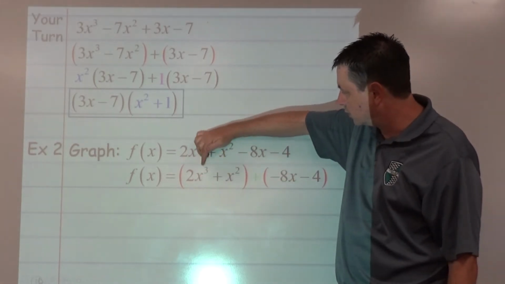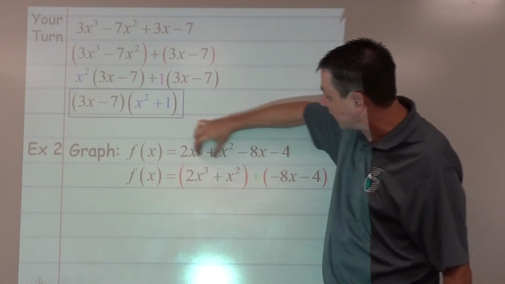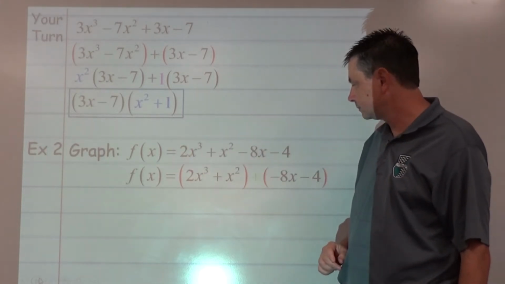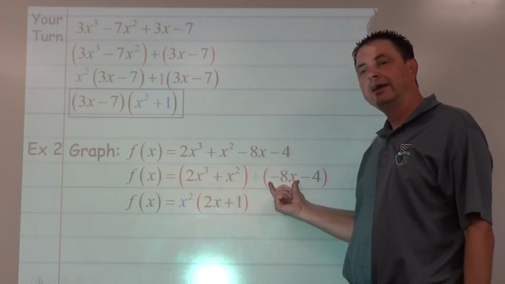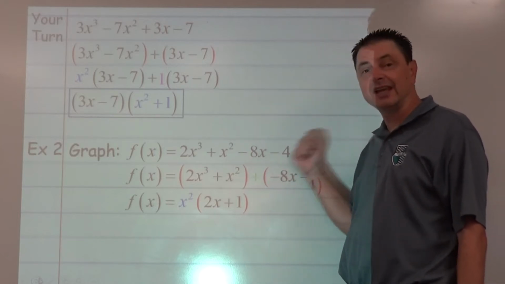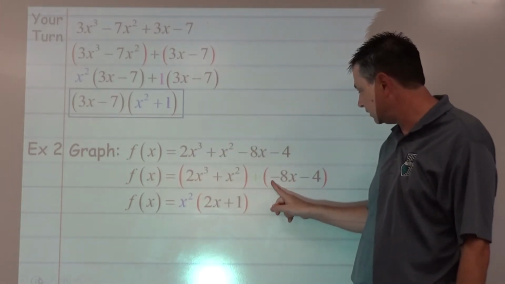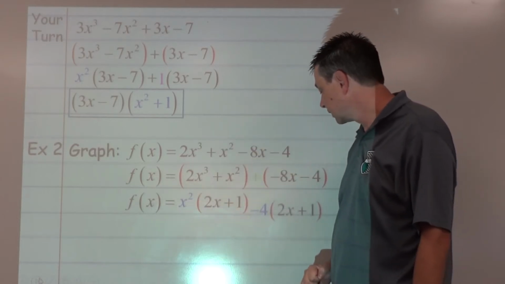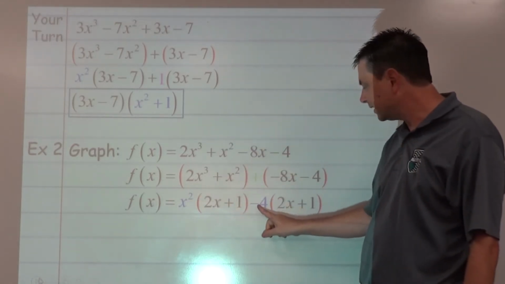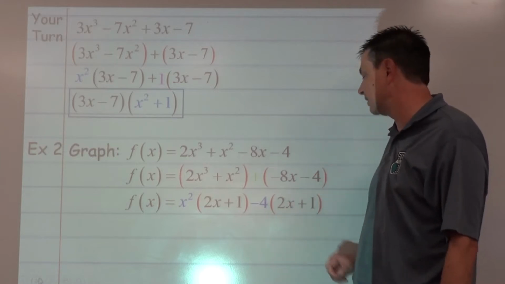All right, in this group, we have x in common, x squared in common. Factor out x squared. And over here, anytime that the first term is negative, you want to factor out that negative. So negative, and there's a 4 in common. So we're going to factor out negative 4. Negative 4 times 2x makes that. Negative 4 times positive 1 makes that.